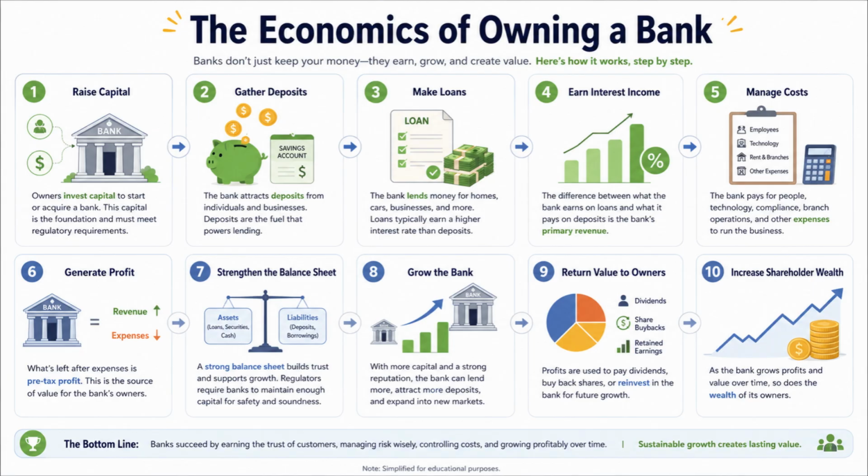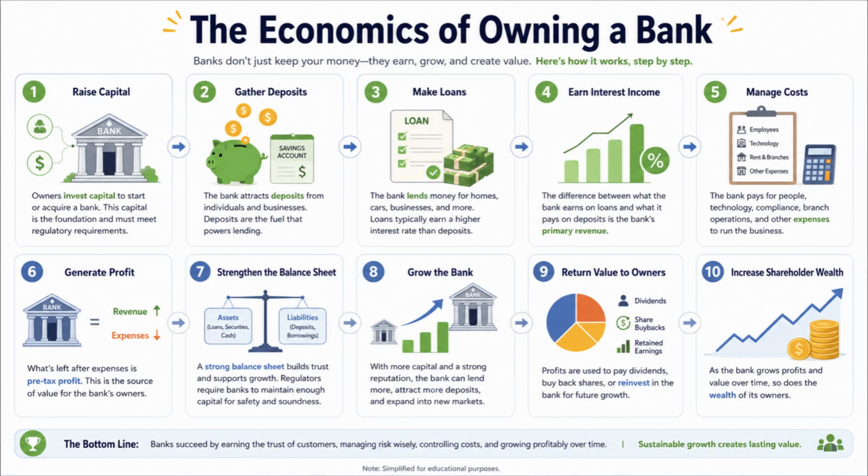These loans can be given for homes, cars, businesses, personal needs, and commercial projects. This is where the banking business model starts working. The bank lends money at a higher interest rate than the rate it pays to depositors. Then, the bank earns interest income. The difference between what the bank earns from loans and what it pays on deposits is called the interest spread, or net interest margin. For example, if a bank pays depositors 4% but charges borrowers 9%, the difference helps create income for the bank. This is one of the biggest sources of revenue for most banks.